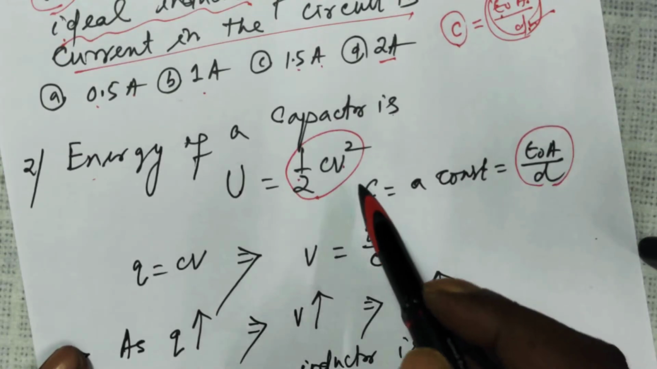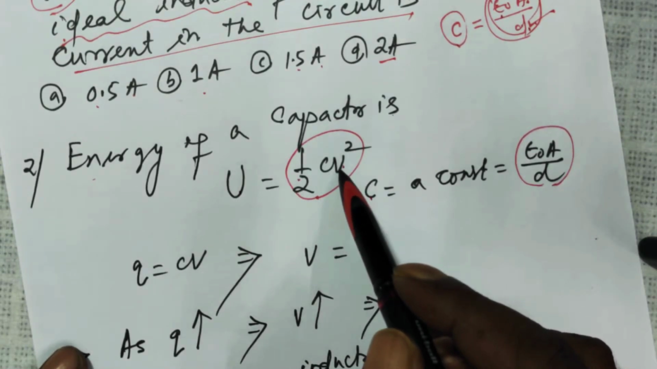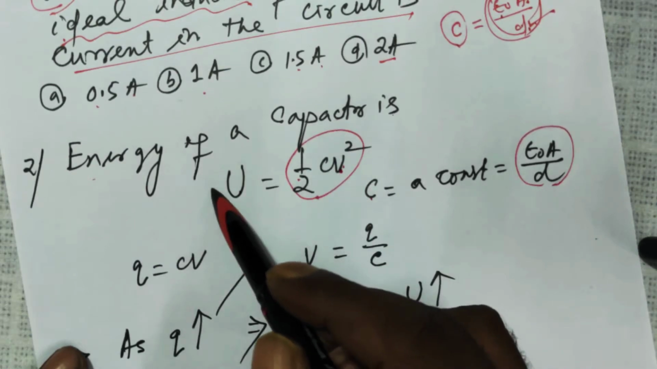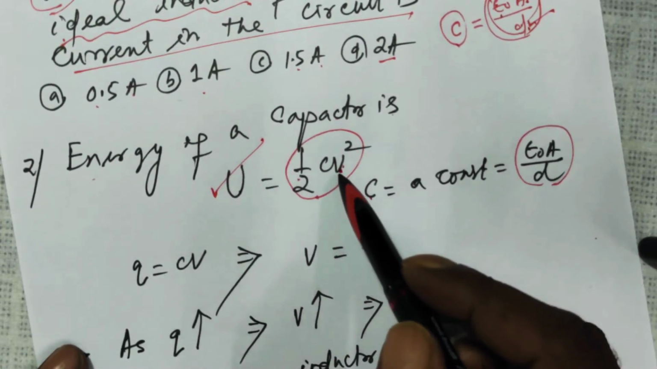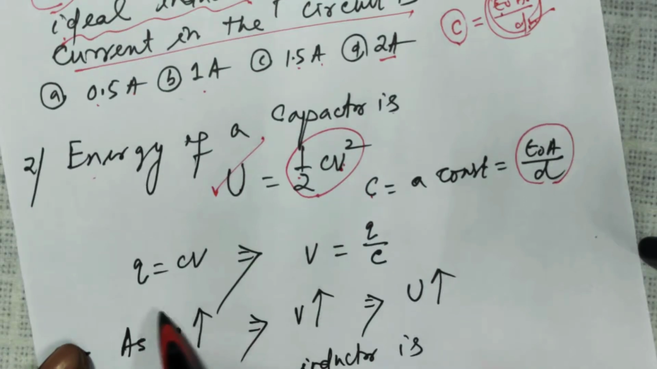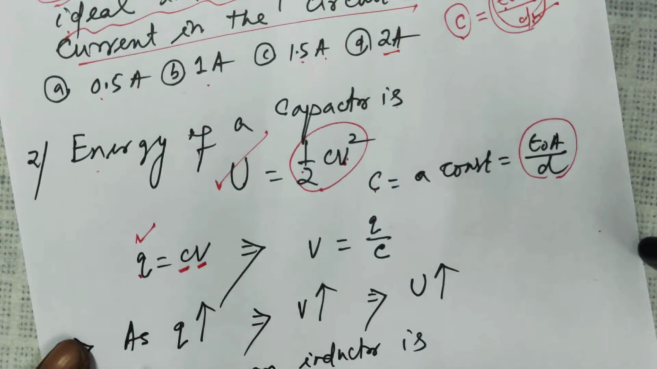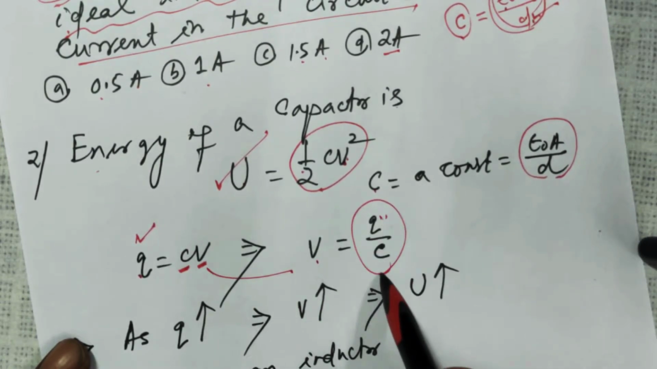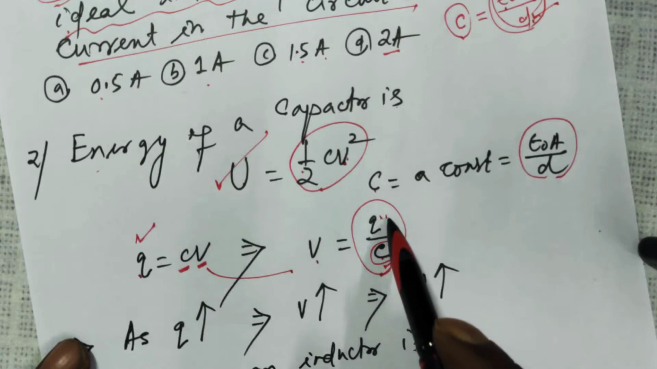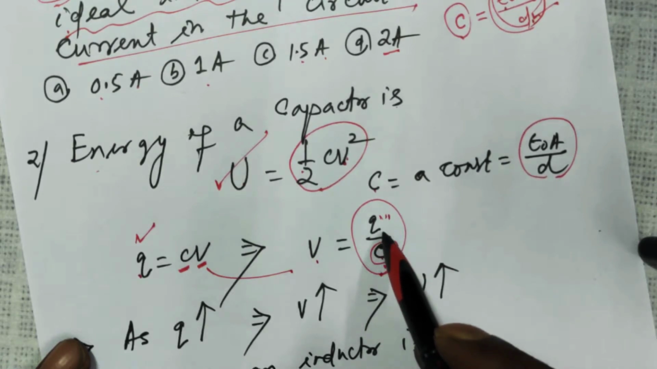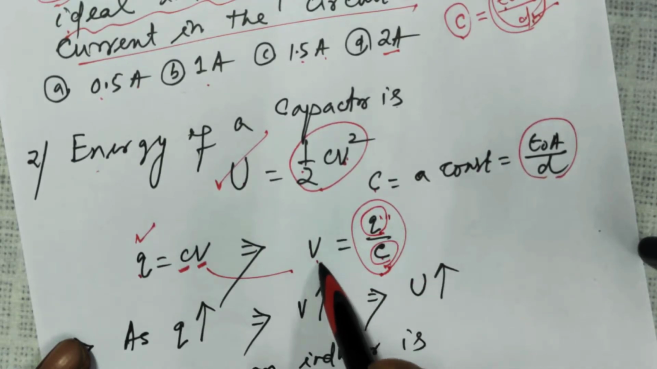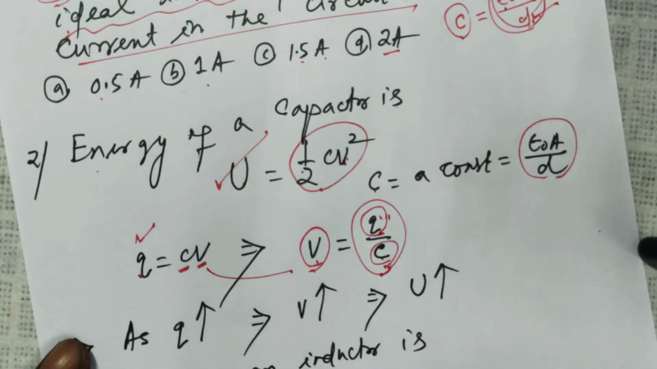So, as the potential difference V across the plates of the capacitor increases, the energy also increases. Now, how will V increase? We know the charge stored in a capacitor is C into V. So from this, V is equal to Q by C. C is a constant, so this is a fraction, numerator over denominator. If Q increases, V, the potential difference across the plates of the capacitor, also increases.